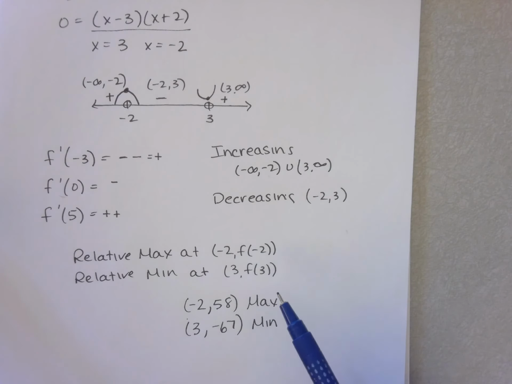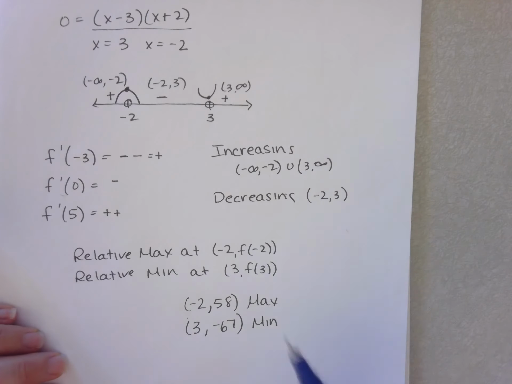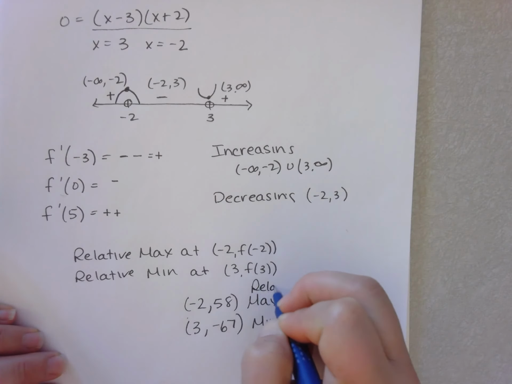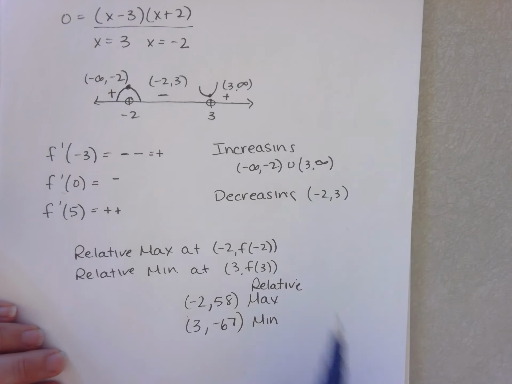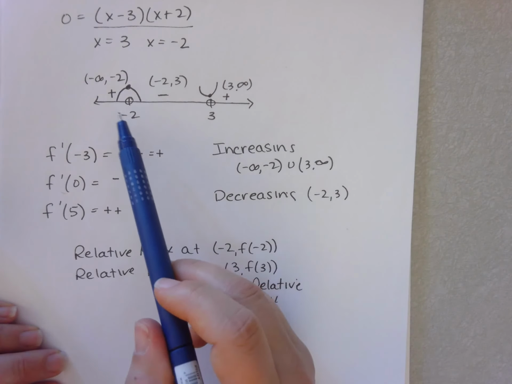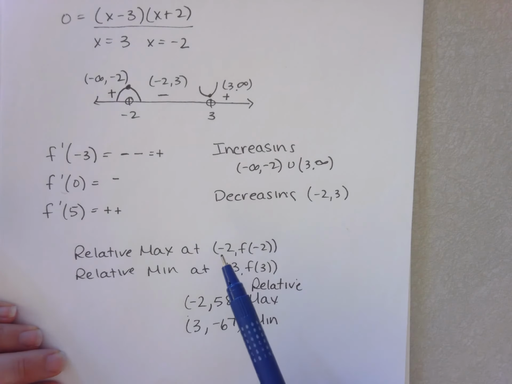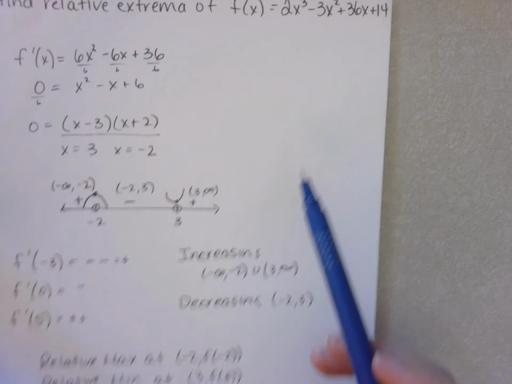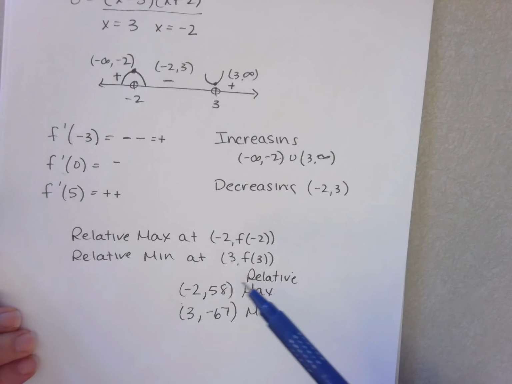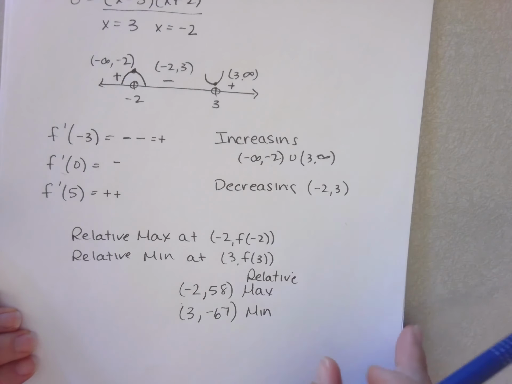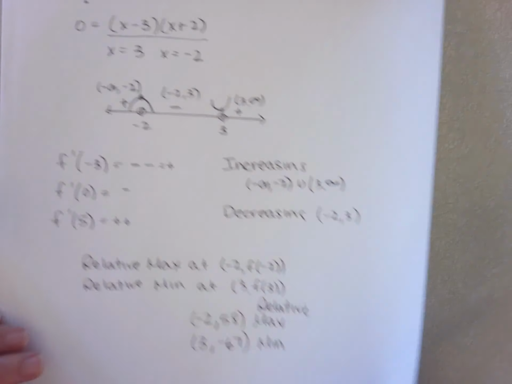So this is my max and my min, my relative. It means not necessarily overall, but just in that vicinity. And that's because I went from positive to negative at -2. So I found out that's a maximum. Then I take that -2 and put it back into my original f. That's my maximum in that area. Same thing with the min.